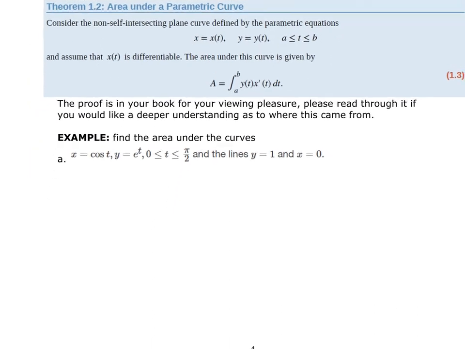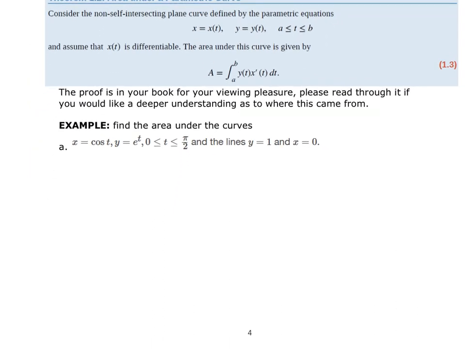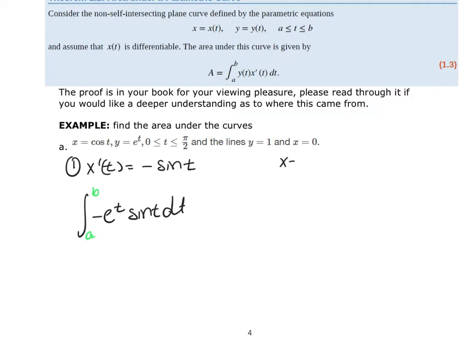So if I'm asked to find the area under this curve, then I need to find x prime of t. X prime of t in this case happens to be negative sine of t. So I now have the integration of my y of t, which is e to the t, and I'm going to put the negative out there, and then the sine of t dt. What I don't have is my a and my b. So I'm going to have to figure out what my a and my b are. I have to figure out what t is, just like I did before. So I start with the fact that x is equal to 0, but x is also equal to the cosine of t.